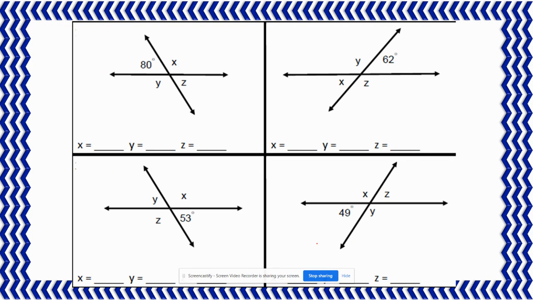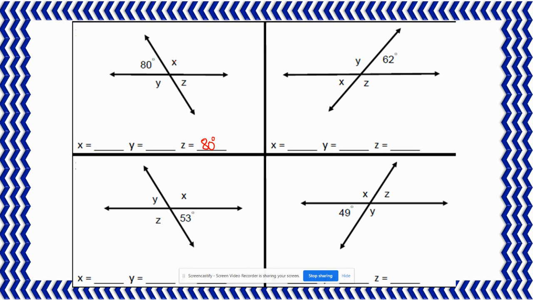The last thing we're going to look at is a set of all vertical angles. So if I look at this first problem, I see that 80 degrees is vertical to Z. That means that Z equals 80 degrees.